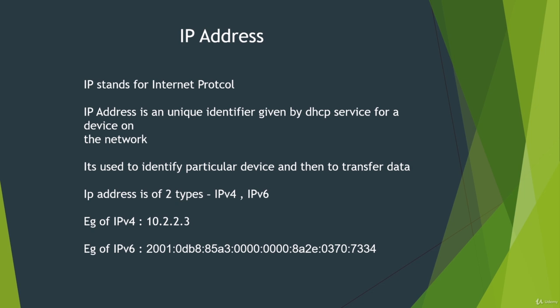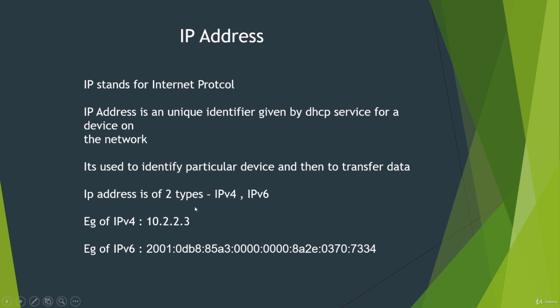Why do we need IP addresses at a certain level to send the data to the source or destination? You need to identify the device. So for that identification, an IP address is required, and it is used to identify a particular device and then to transfer data.